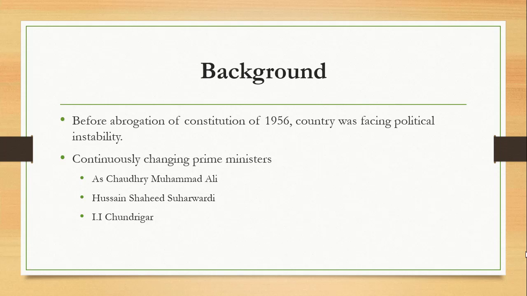I.I. Chundrigar held the office of PM, and he resigned after 2 months on 16 December 1957 due to the same issue. Malik Feroz Khan Noon remained prime minister until martial law was imposed in his era. Inflation was at its peak. So due to inflation, people started protests throughout the country, and Iskander Mirza called for martial law.